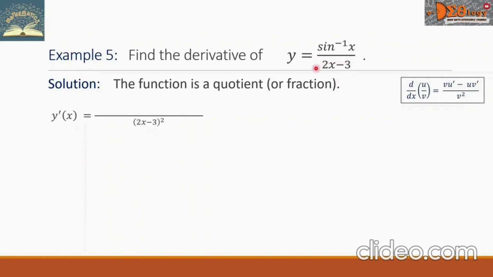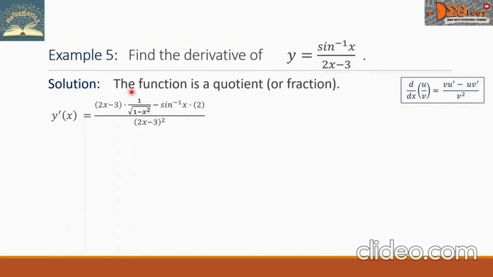First, we copy this 2x minus 3, we put as denominator with power 2. Then, the 2x minus 3, we will copy on top, to be multiplied by the derivative of sine inverse x, and that is 1 over the square root of 1 minus x squared. Then minus, we copy the sine inverse x multiplied by derivative of the denominator, so that is 2.